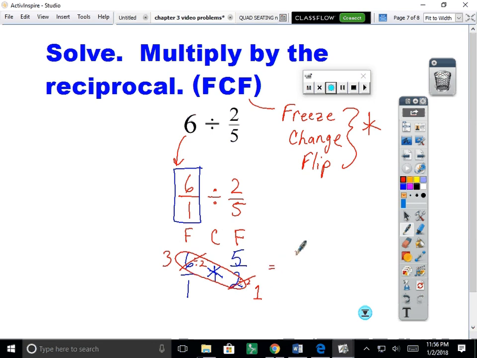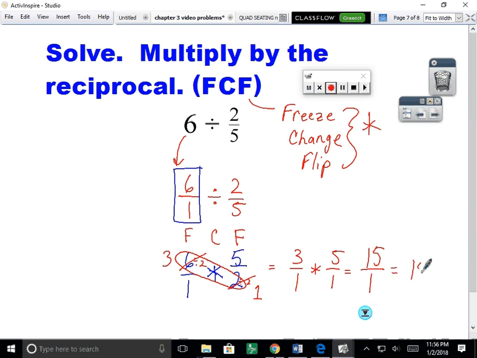Some students like to do a rewrite step at this point. They'll call this 3/1 times 5/1. And if you notice, we can actually multiply across now. No more cross simplifying to do. 3 times 5 is, in fact, 15, and 1 times 1 is 1. Oh, this is the same as 15.